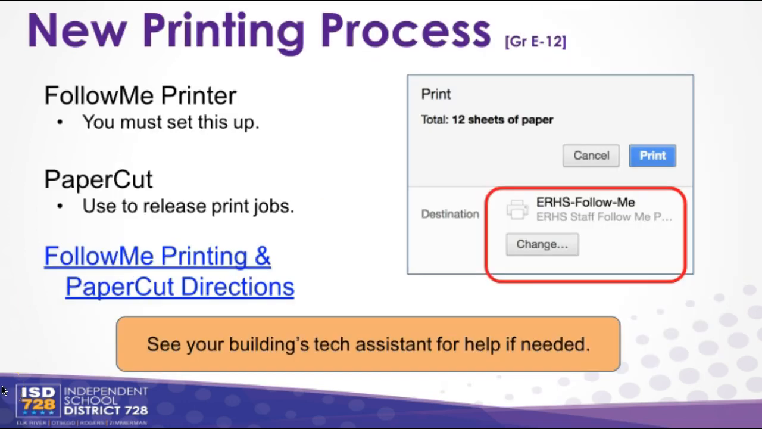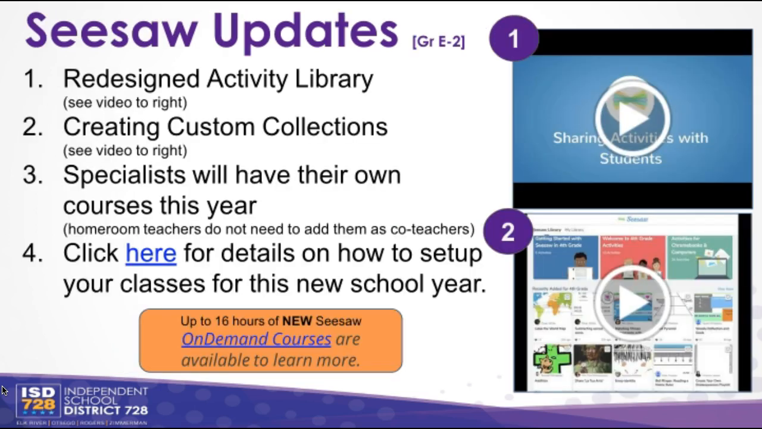There's also a new printing process this year. You will need to install the Follow Me printer. Now this is something that you will have to set up, and there are directions on the link in this slideshow. PaperCut is another piece of this process, so when you print, now you will need to go to PaperCut to release the print job. And there are directions attached here as well. If you're not sure how this works, please see your building tech assistant.